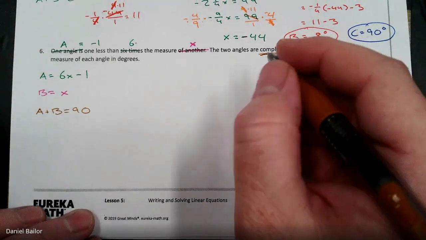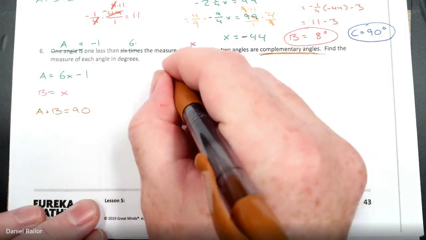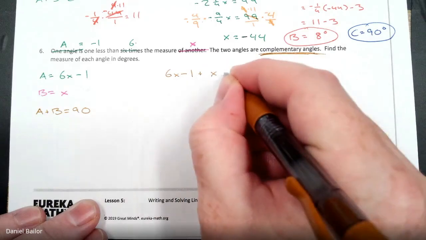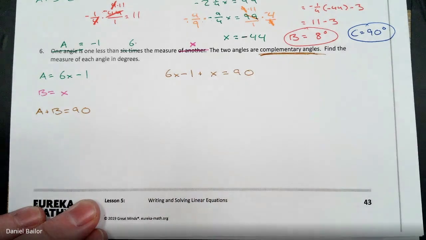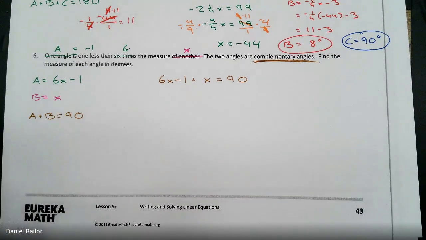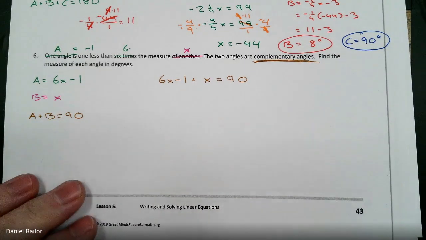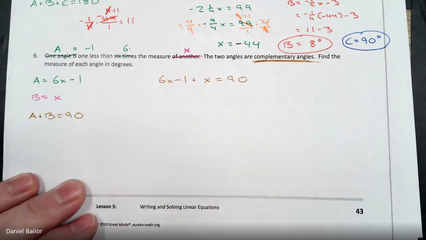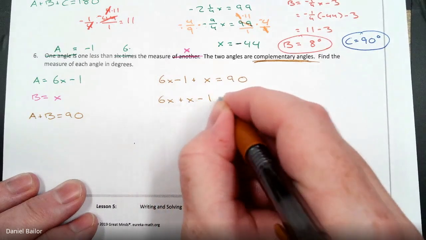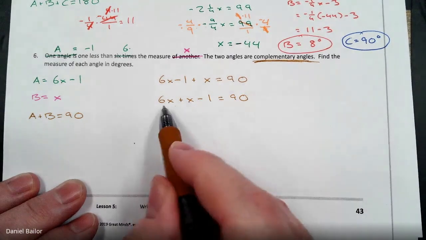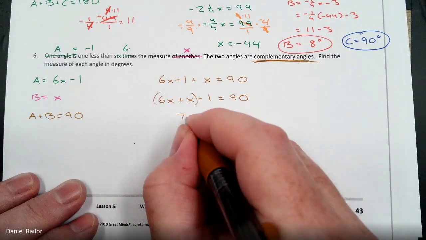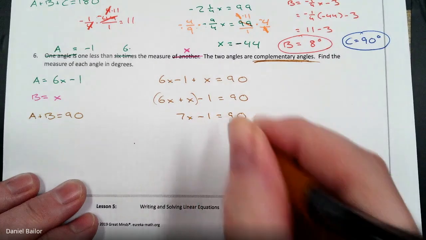So let's build our equation. We have A, which is 6x minus 1, plus B, which is x, equals 90. Well, the next thing I'm going to be using is the commutative property. I'm going to put the x's together. 6x plus x minus 1 equals 90. Going to the associative property, do 6x plus x, which is 7x minus 1 equals 90.